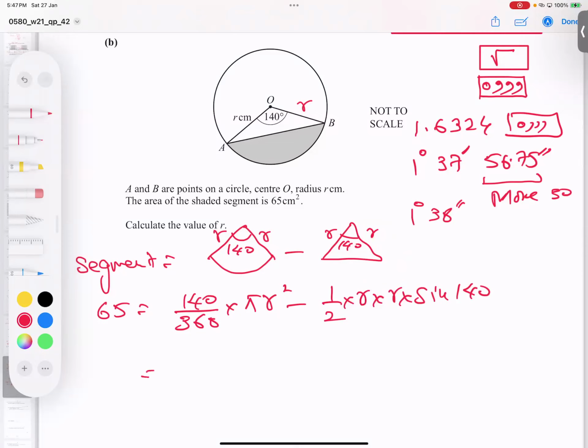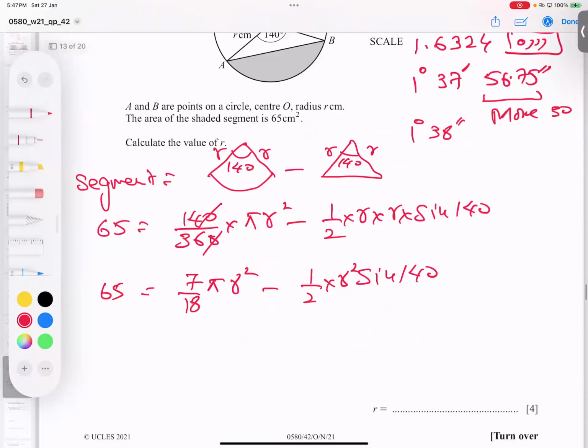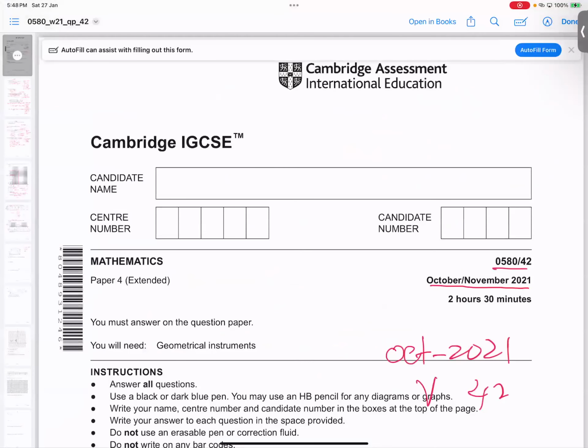Now, students, this 0, 0 cancels. If we simplify and check in the calculator, this becomes 7 over 18, and pi is beside it, and r squared also there. And what about this? R into r becomes r squared, and I'm going to have half times r squared into sine 140. Now, how to deal with this? Because my target is r, but there are two r's there. What will I do in this situation? Wait and watch.